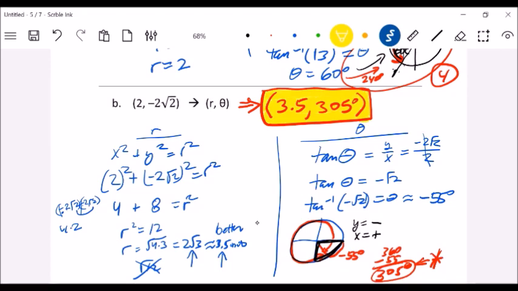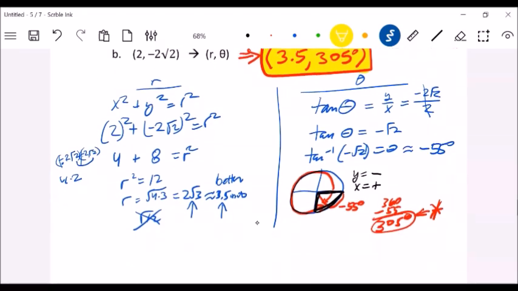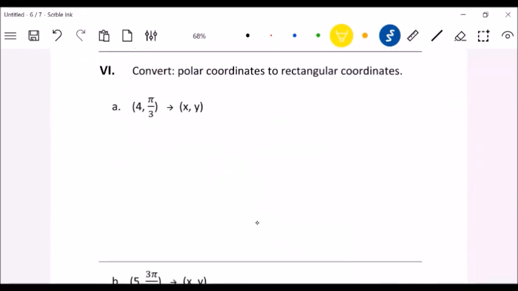There, cool. Okay. Now, one last thing to look at. Not quite. There's actually a couple of things here. We're going to convert polar coordinates to rectangular coordinates. We've done the rectangular to polar coordinates using two different methods for the angles. Now we're going to go from polar coordinates to rectangular, and some of this is easy.